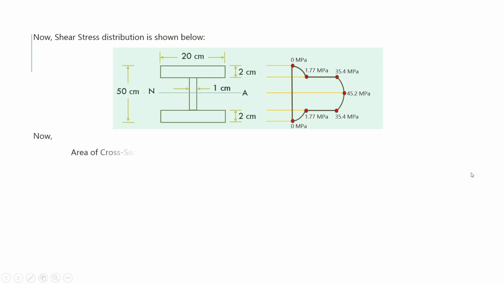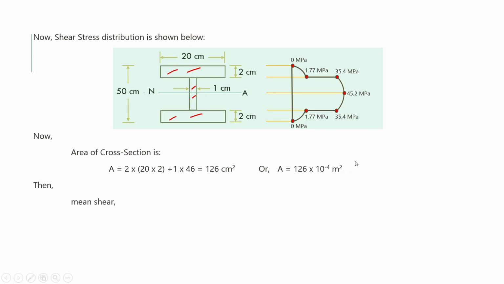Now the area of cross section of this I section will be 20 into 2. This is the area of the upper flange. 20 into 2 is again the area of the lower flange. So this is twice of 20 into 2, plus 1 into 46. This is the height of this web. So this is the area of the web, 1 into 46. So ultimately the area will be 126 centimeter square, or we can say this will be equal to 126 into 10 to the power of minus 4 meter square.